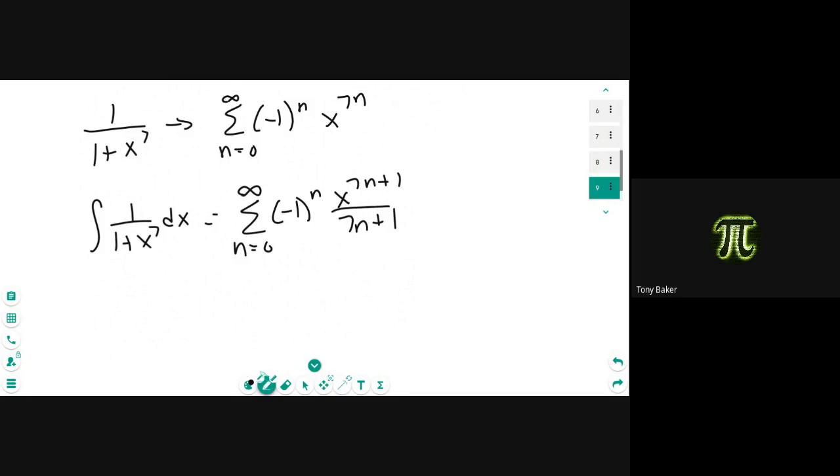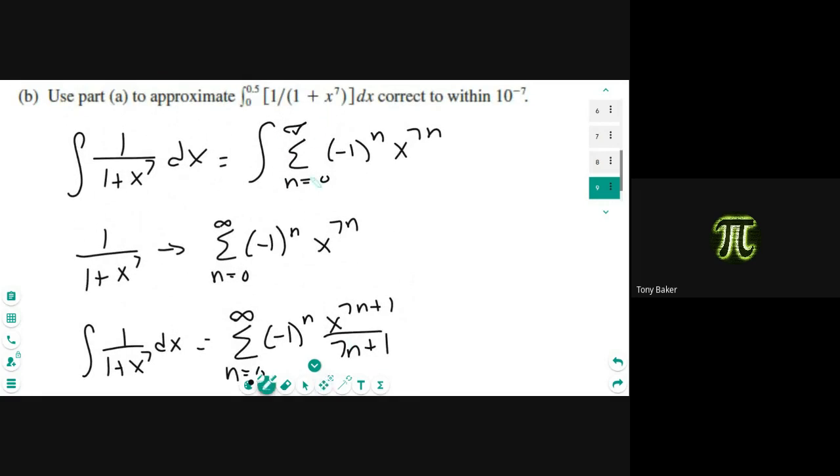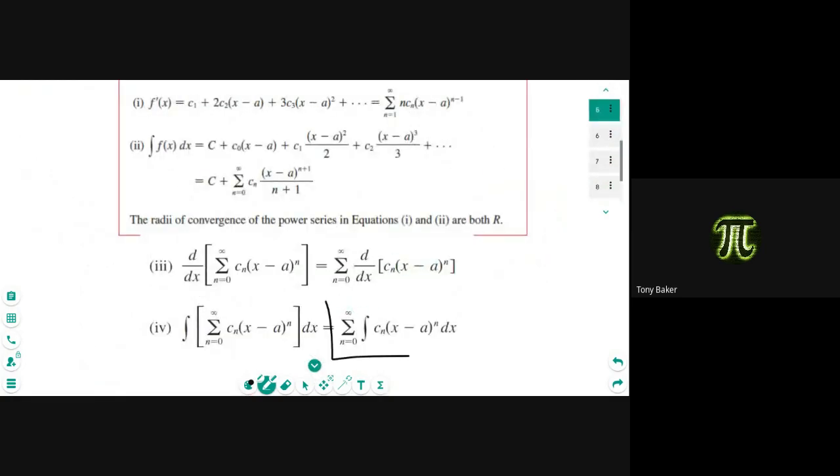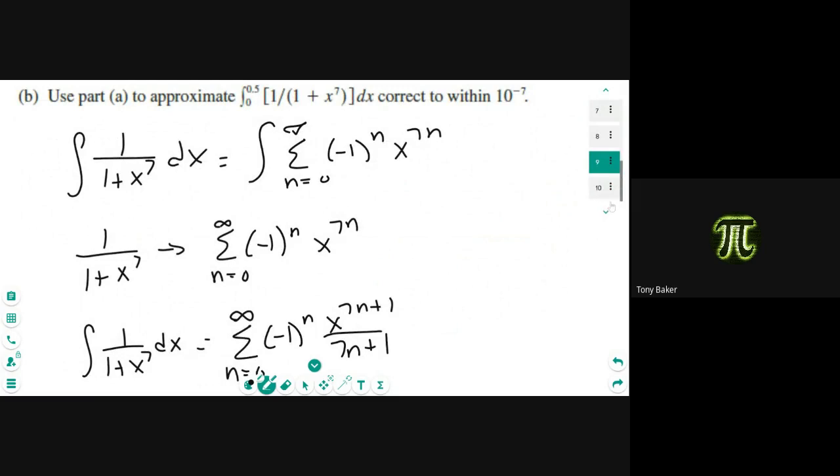The summation notation just carries over, because the integral is actually inside. You're not doing the integral of the summation; you're actually doing the integral of the inside piece. That's what this said right here: the integral of the summation is just the summation of that integral. So we don't have to actually do the integral of the summation, we're just doing the integral of that thing inside of it.